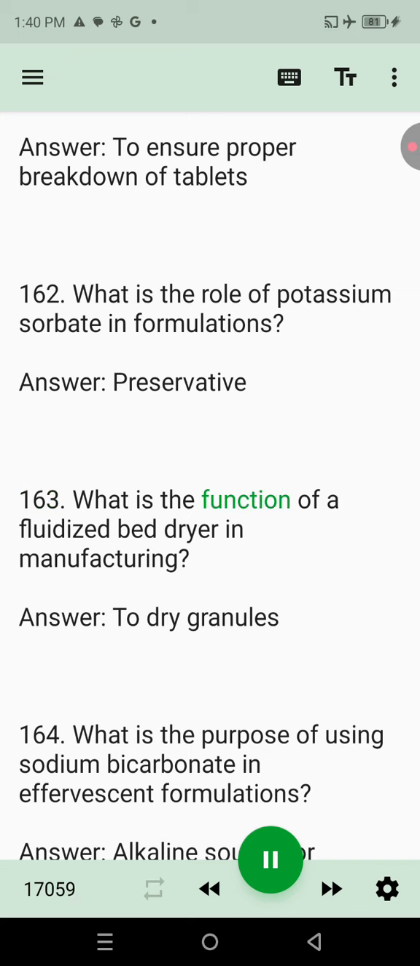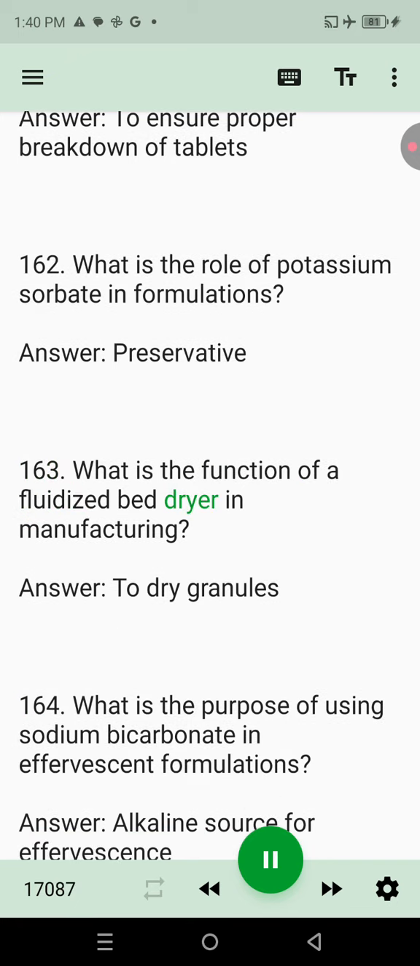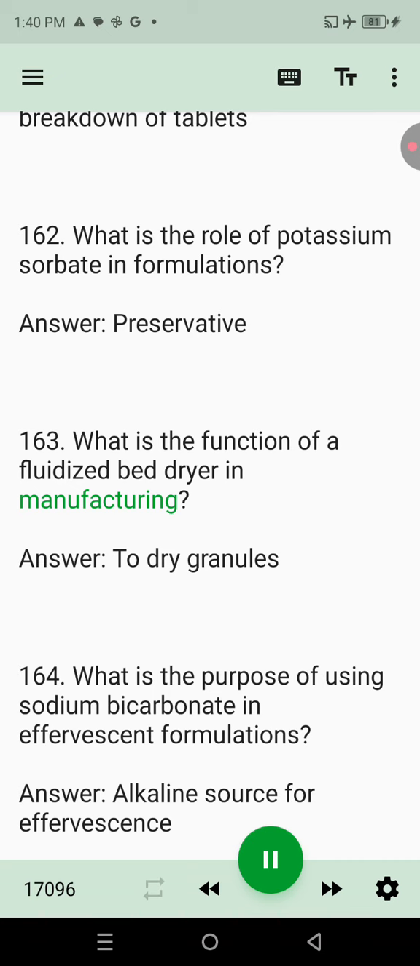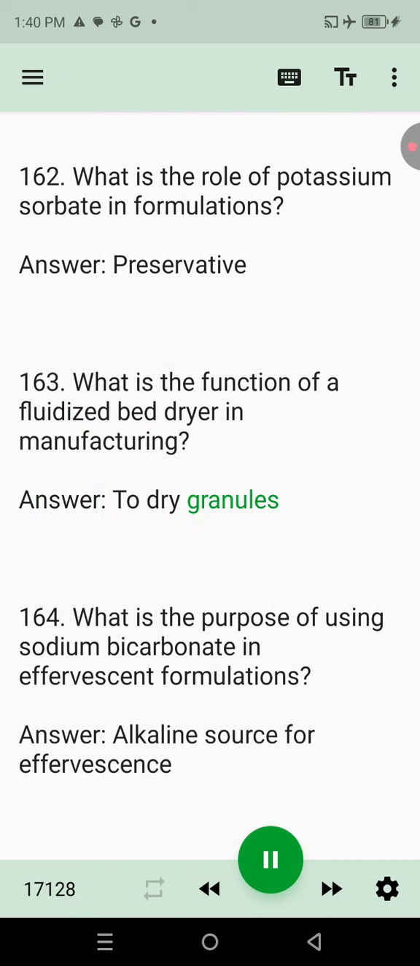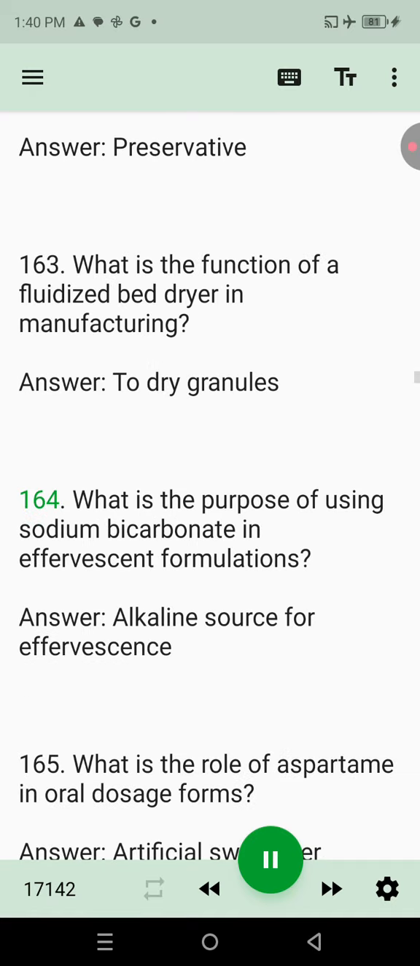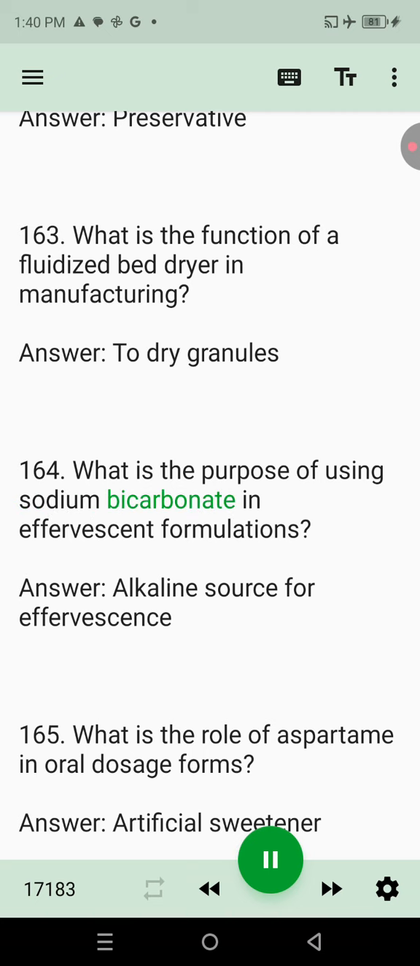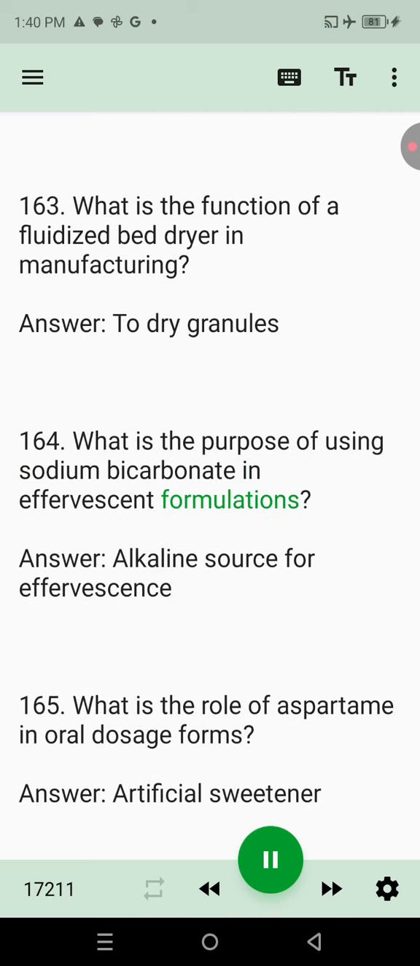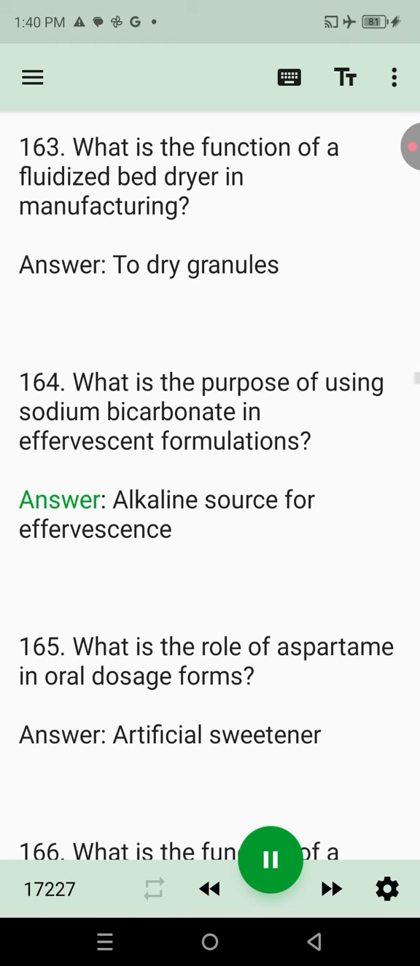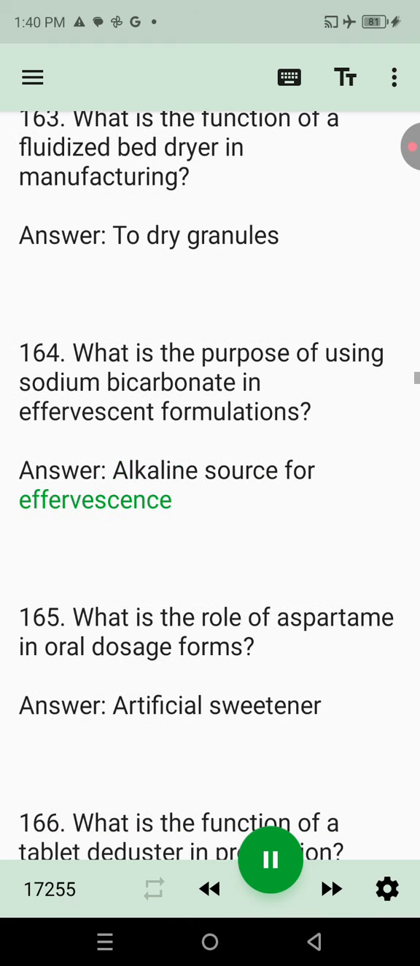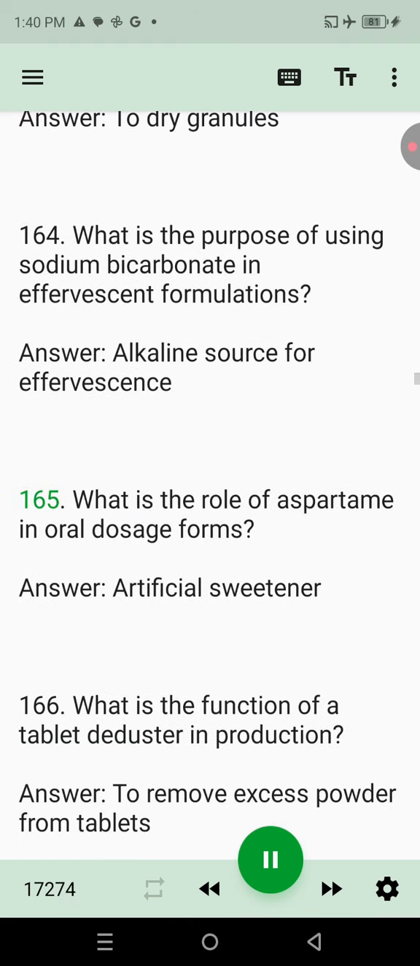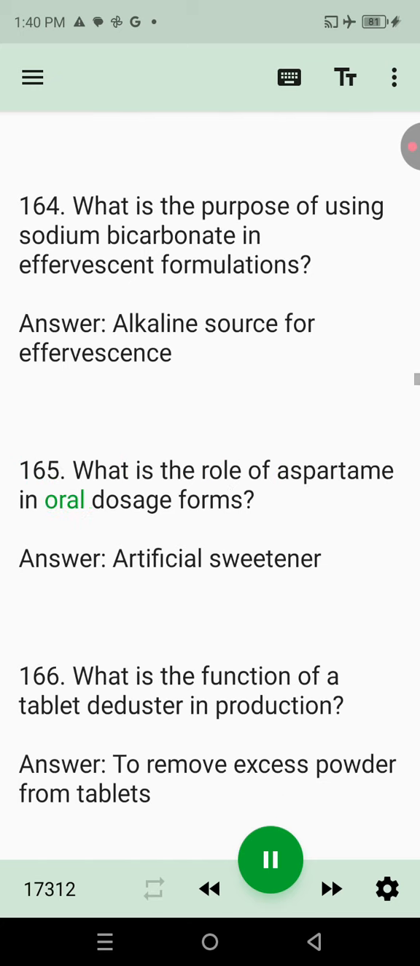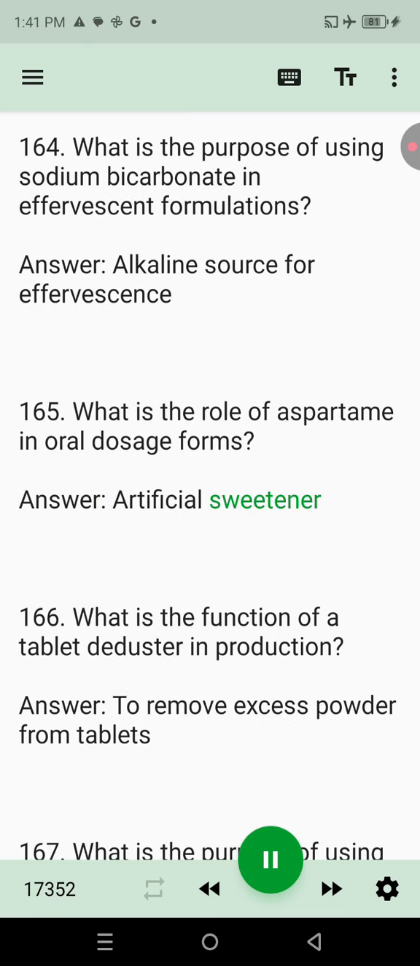163. What is the function of a fluidized bed dryer in manufacturing? Answer: to dry granules. 164. What is the purpose of using sodium bicarbonate in effervescent formulations? Answer: alkaline source for effervescence. 165. What is the role of aspartame in oral dosage forms? Answer: artificial sweetener.